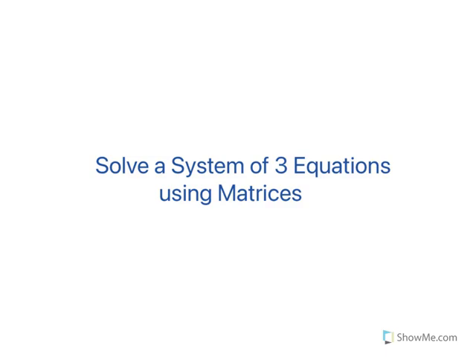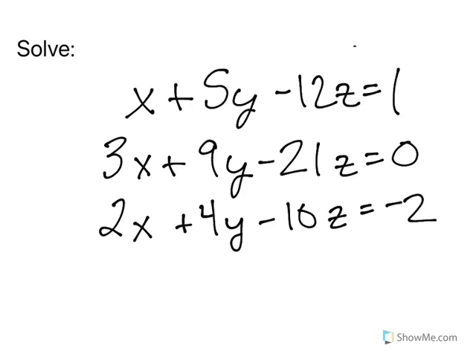Let's solve a system of 3 equations using matrices. So first, the system that we're going to solve is x plus 5y minus 12z equals 1, 3x plus 9y minus 21z equals 0, and 2x plus 4y minus 10z equals negative 2.